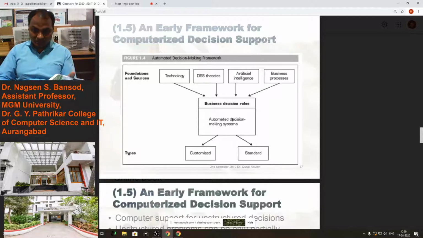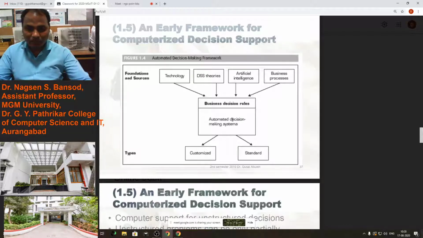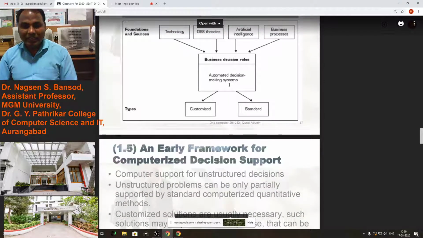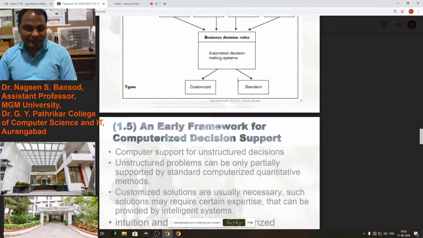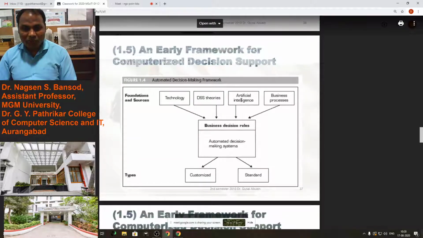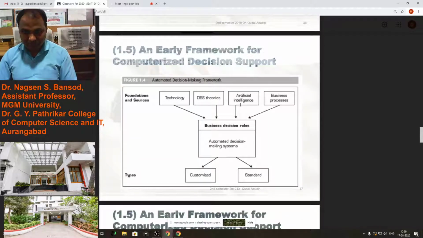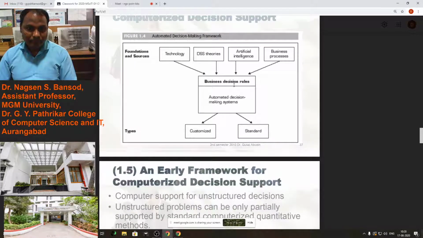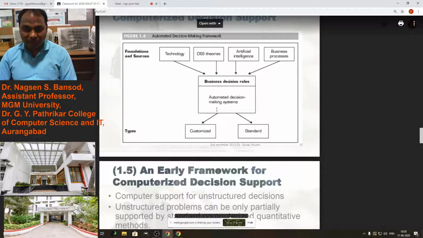According to the customer's information, the customer should get the proper information about the model, the product, the car, laptop, like that. Then that will be the automated decision system based on artificial intelligence. These are the business processes. Do you have any question? Is it clear? Automated decision making framework.